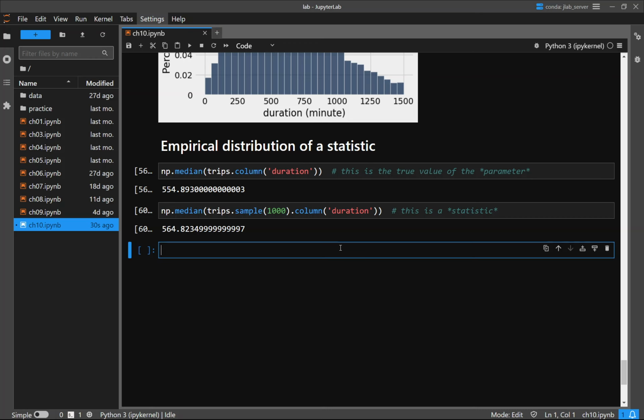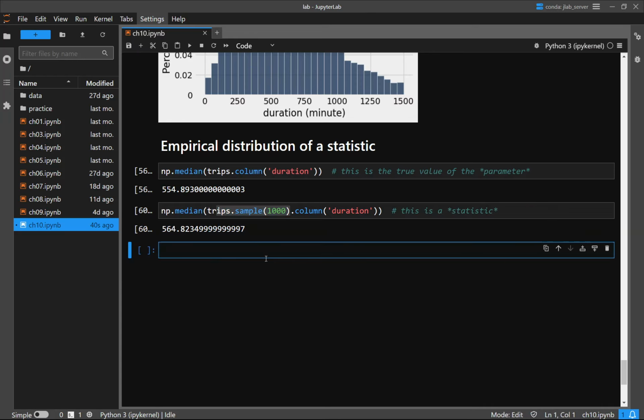All right. So let's do this process of sampling the trips table 1,000 times and taking the median. Let's do that a bunch of times and see all the different kinds of medians I can get from a sample size of 1,000. Okay, that's my goal right now.